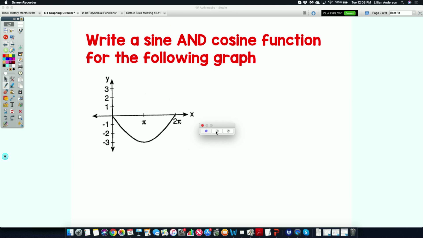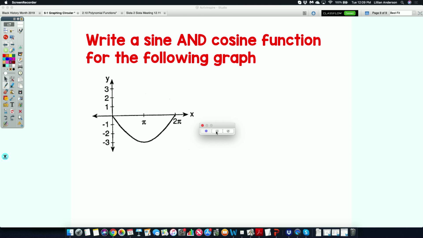Okay. So let's look at this last one that's in our notes. I want to do this one with you guys because we're going to write a sine function and a cosine function for this graph. Now the beauty about this is that to write a sine and a cosine function, the A, the B, and the D are all the same for both. So when you write a sine function or a cosine function, the A, the B, and the D all stay the same. It is the phase shift which changes, okay?